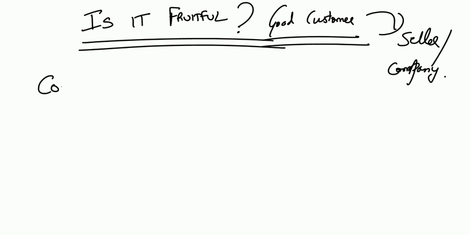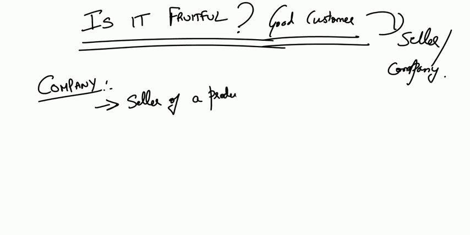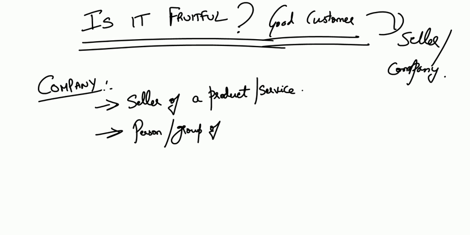The next stakeholder is the company in the 4 C's. The company is the seller of a product or service. So, in short, a company is a person or group of persons aiming at making profits out of products or services.